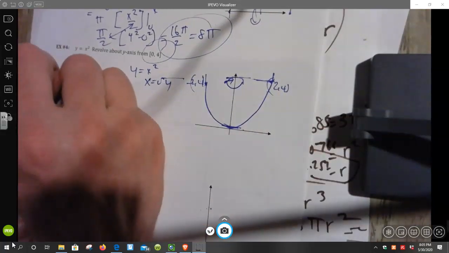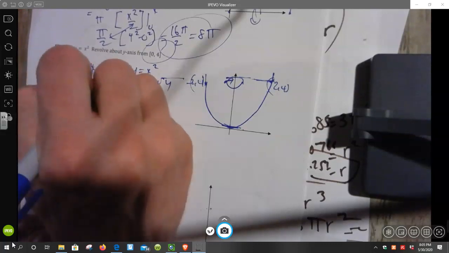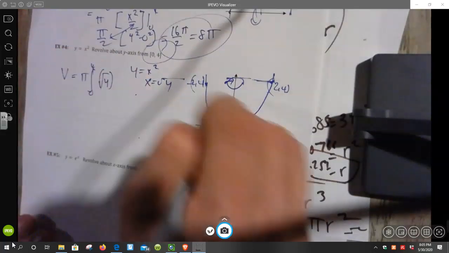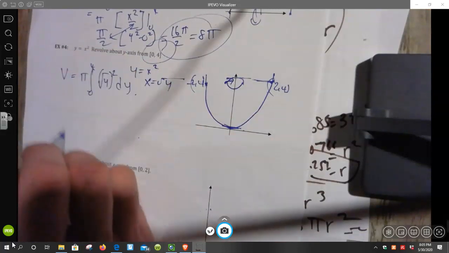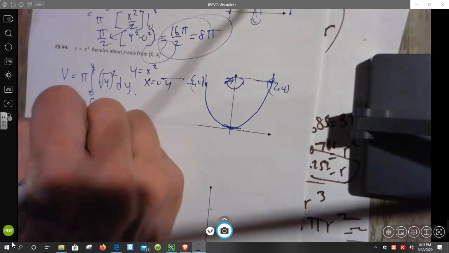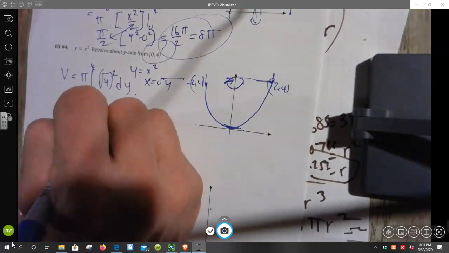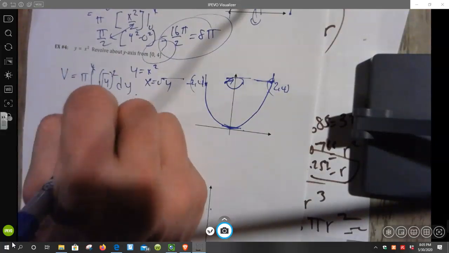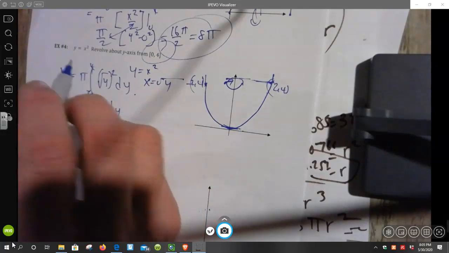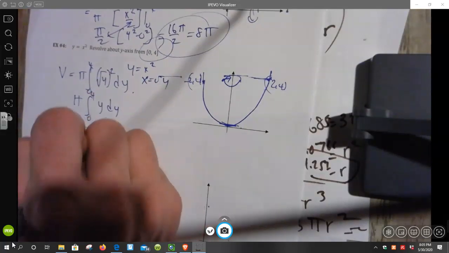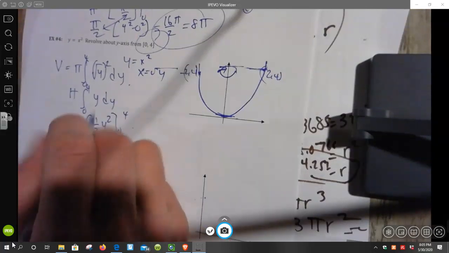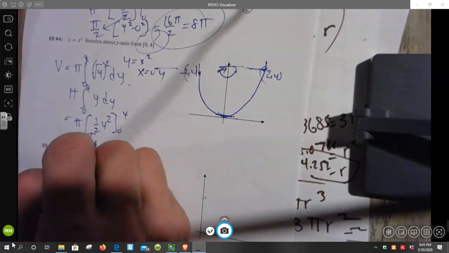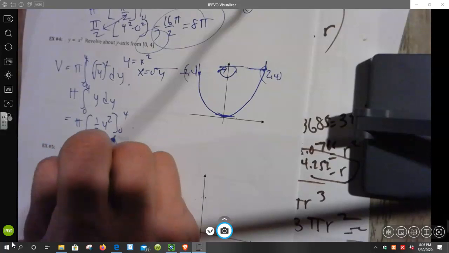So we have volume is equal to pi, the integral from 0 to 4 of radical y, because we're going around the y-axis, squared dy. So you have pi times the integral from 0 to 4 of y dy, which equals pi times 1/2 y squared from 0 to 4. So you're going to have pi times 16 over 2, which is 8 minus 0. So that's going to be 8 pi.